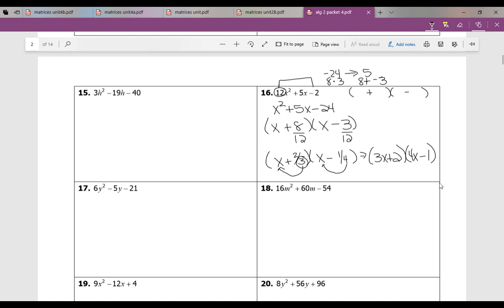Now, when you go to check this, here I get my 12x squared when I FOIL it. This is the -3x and the +8 that you told me would produce that +5. And then when I do the last two terms, I do get -2 at the end. So when I FOIL it all back out, it does go back to the original problem. So these are your final factors.